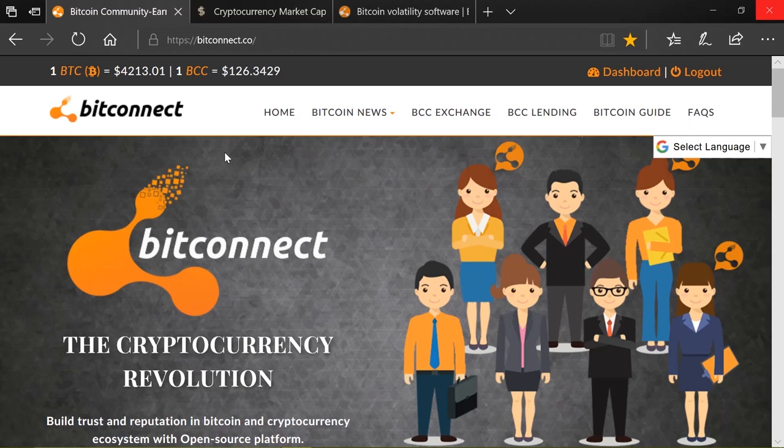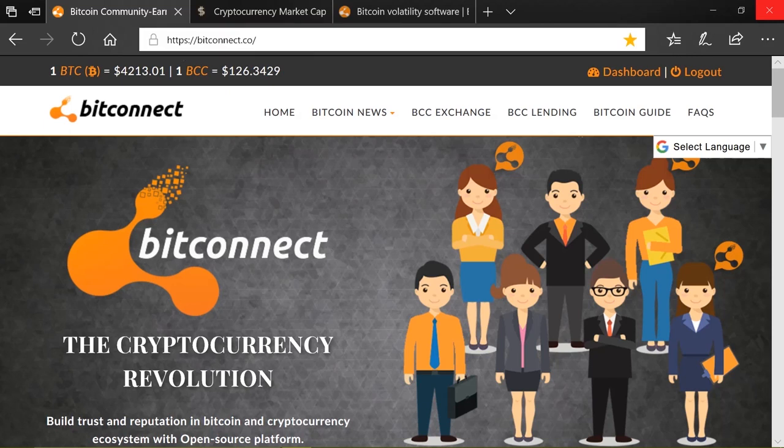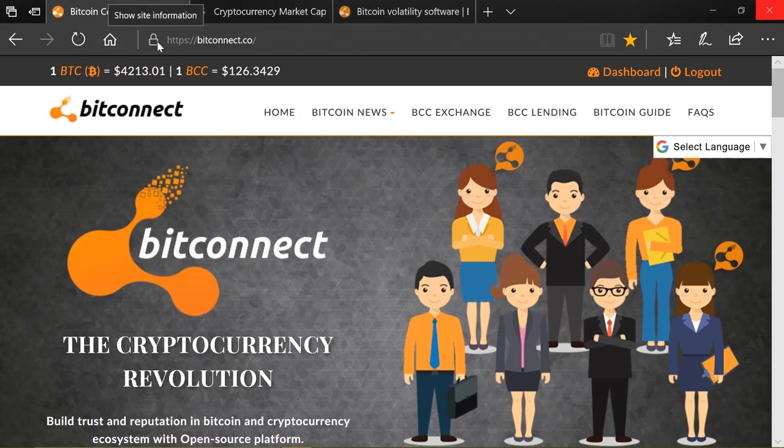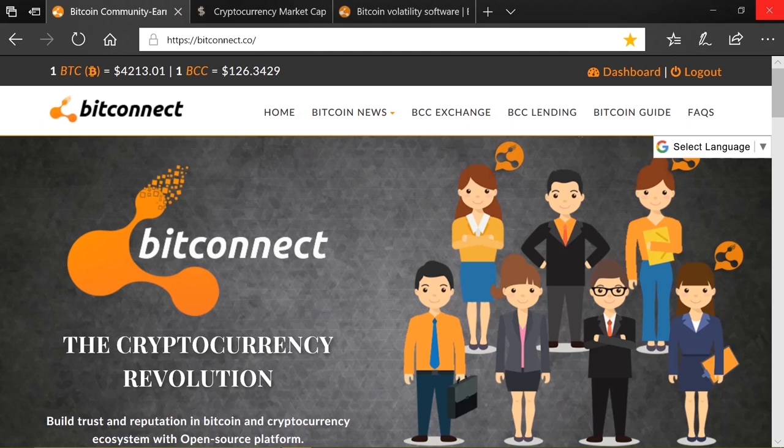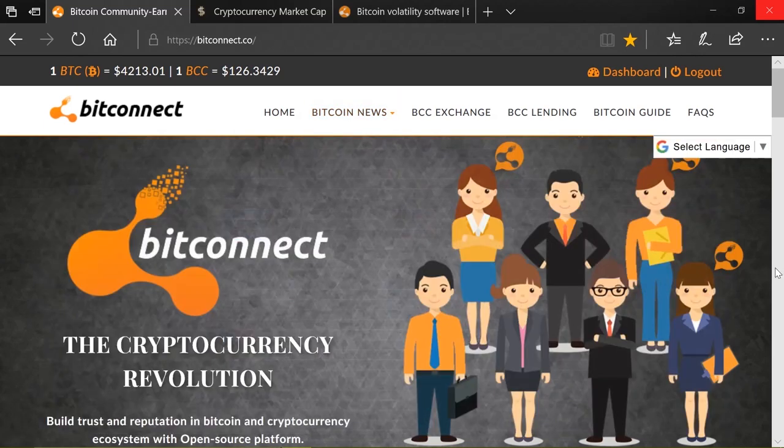So where you need to be for all English-speaking countries, if we look at our little mouse here, it should be bitconnect.co, and make sure that it's the HTTPS, which makes it secure. Don't forget your little secure icon over here. If it's anything other than this, you're probably in the wrong place.